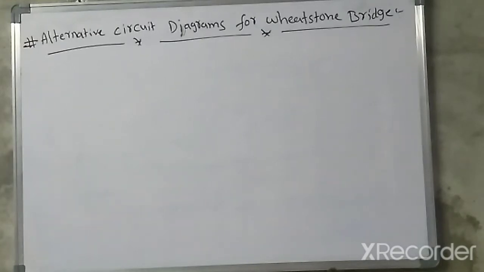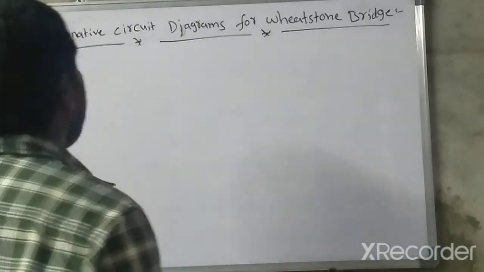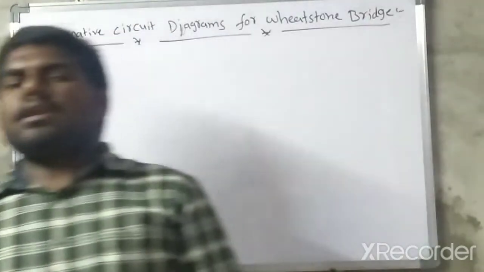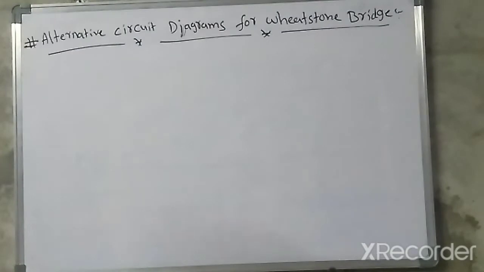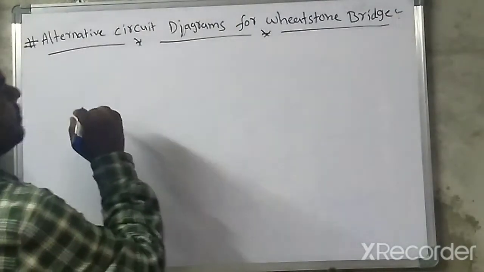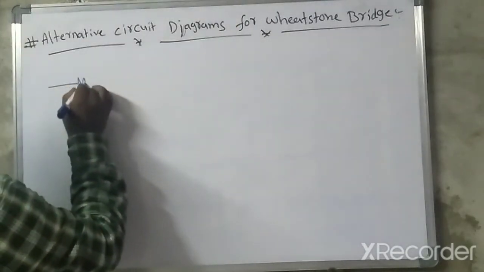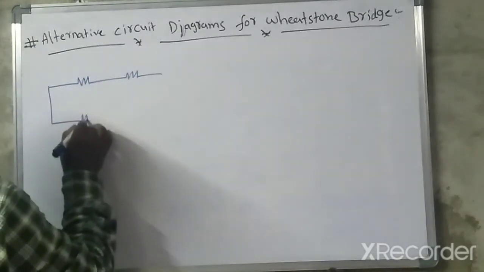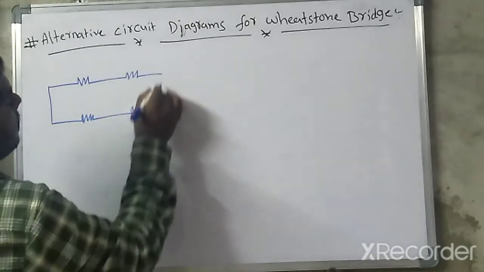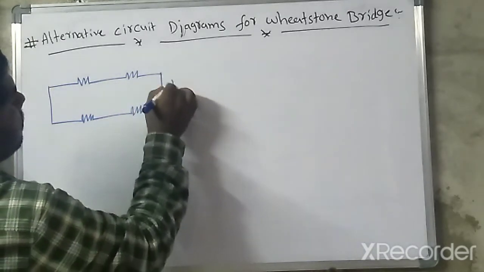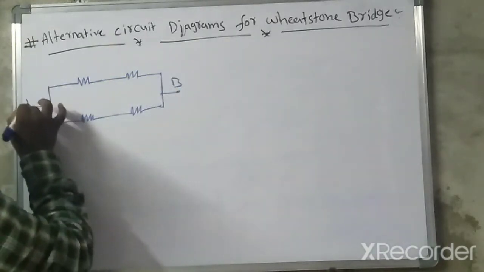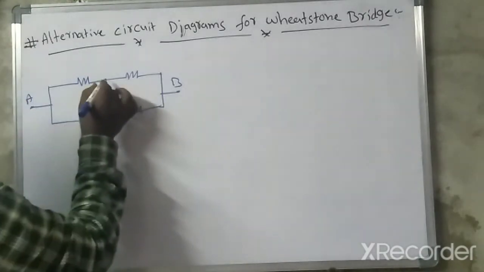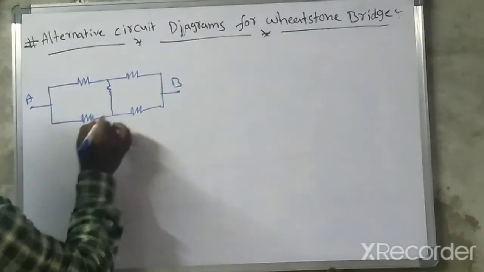Here is another important case: alternative circuit diagrams for the Wheatstone bridge. As we know, in the previous Wheatstone bridge circuit, this is one resistor, this is another resistor, this is another resistor, and this one is also another resistor. This one connects to B, and this one connects to A. So A connects to the battery positive and B connects to the battery negative. In the middle there is one more resistor.